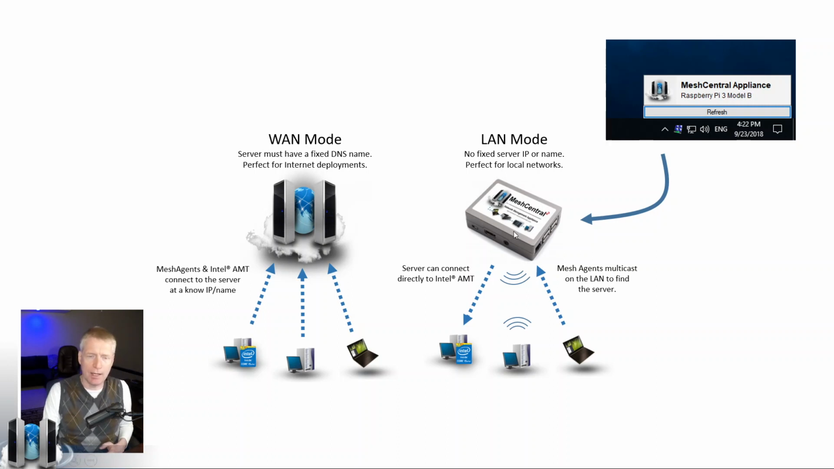And what happens is that by default in this mode, the agents will broadcast or multicast on the local network to find the server. So for example, here I have a picture of a Raspberry Pi with a MeshCentral sticker on it, and you just install the Raspberry Pi in a little closet or something, next to a switch, and then you have your local network computers connect to that server, and they're able to get managed that way. So both modes are supported. There's also a hybrid mode that supports both WAN and LAN modes simultaneously.